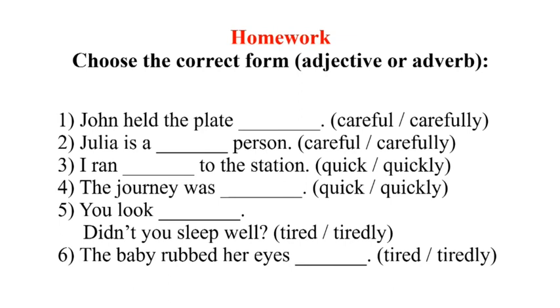So John held the plate careful or carefully. Julia is a careful or carefully person. I ran quick to the station. I ran quickly to the station. And so on and so forth.